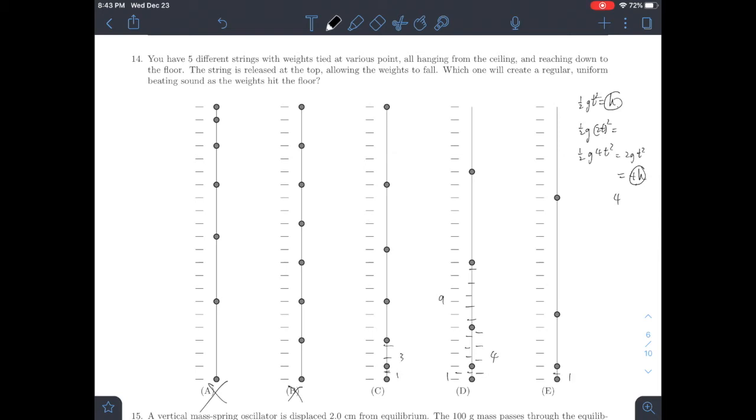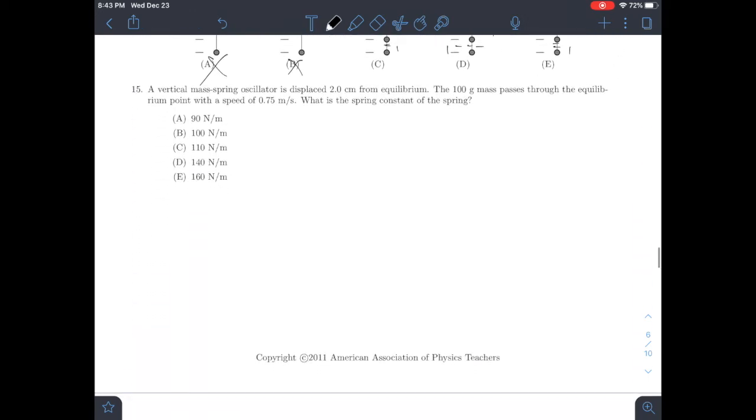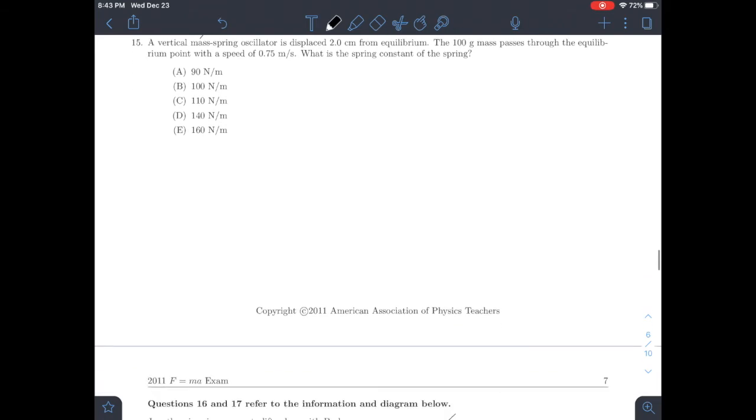Okay, what about E? The first ball and second ball have 1 difference. The first ball with the third ball has 5 difference. And in number C, first ball and second ball has 3 difference, which is not true. The first ball and the second ball should have 1 difference, and the first ball and the fourth ball should have 4 difference. So D should be correct.